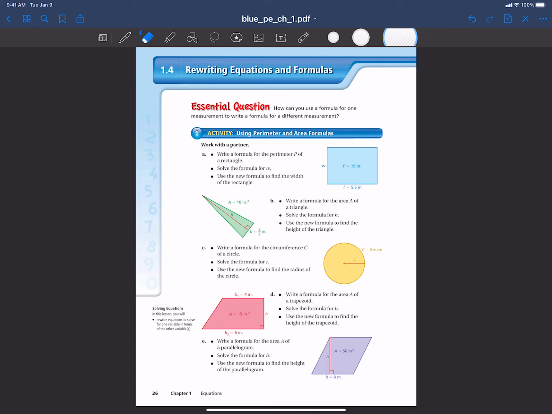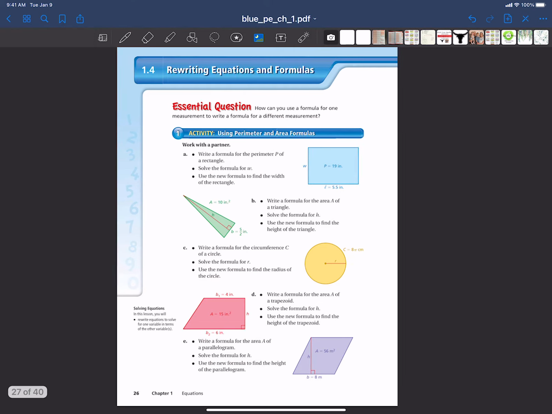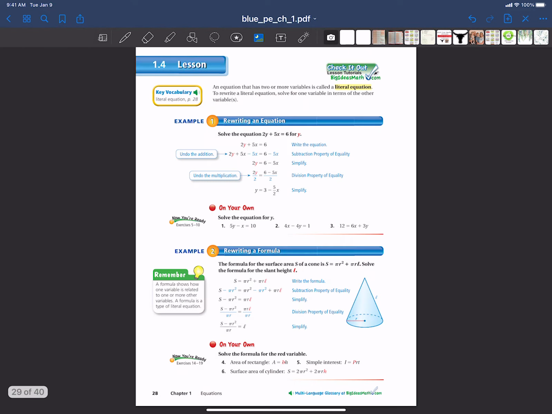Hello, so we are doing 1.4 today, rewriting equations and formulas. This is a very important lesson because the skills you will learn in this lesson are things you will use for the rest of the book. You will also use these in science, you will use these in high school math, so if this lesson does not make sense, please rewatch the video, take really good notes, and you can come in and ask for help.